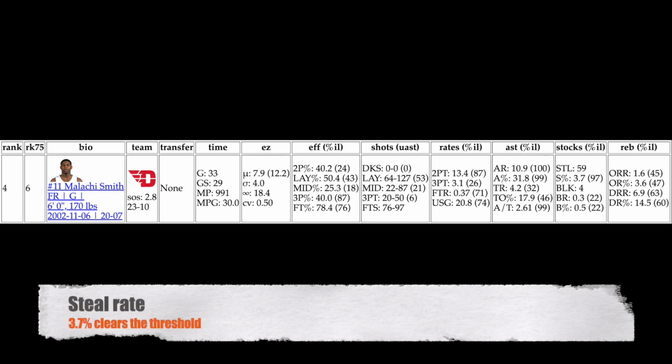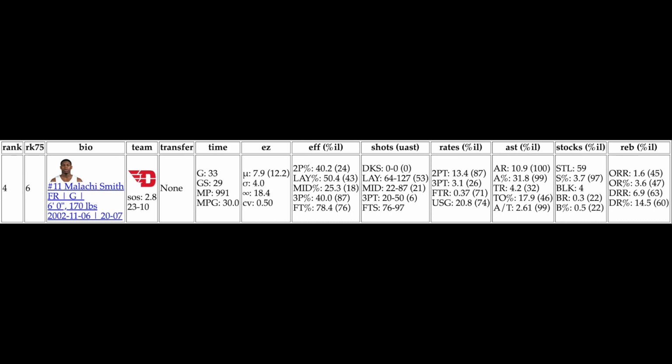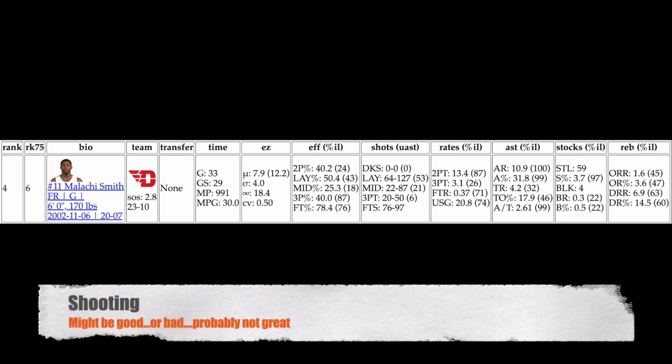In addition to his passing stats, Smith also had a 3.7% steal rate, which clears the 2% threshold and is similar to that of Tyrese Hunter, whom we covered in the last episode. There's some room for optimism that Smith could be a solid, if not spectacular, shooter eventually. He shot exactly 40% on 53 three-point attempts, which is a small sample for sure, but the fact that he also shot close to 80% from the free throw line makes me a bit more optimistic.